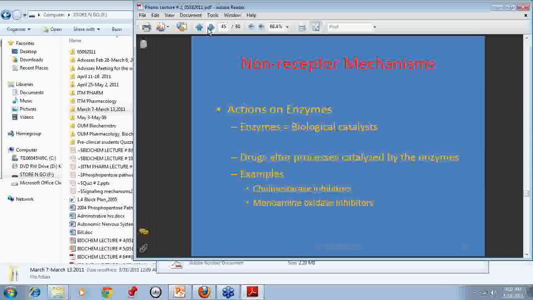Drug-altered processes catalyzed by those enzymes, and the best example is monoamine oxidase, my favorite enzyme that I dealt with for many, many years. I love this enzyme, monoamine oxidase and the CNS, right? Oxidases 1A and B, and the specificity towards those, and also dealing with classes of reversible and irreversible inhibitors, cholinesterase inhibitors, and that's what you're going to deal with in cholinergic drugs, right?